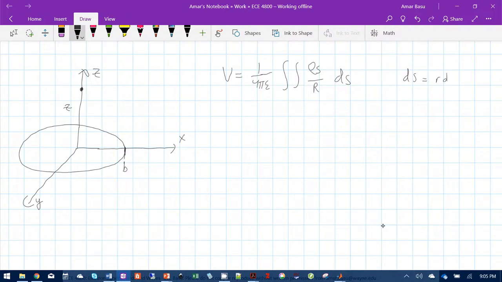R d phi dr. Correct. So one of the subtle differences between doing these electric field integrals versus scalar potential integrals is that for scalar potential, everything's scalar. There's no vector quantities to really worry about. No dot products involved.